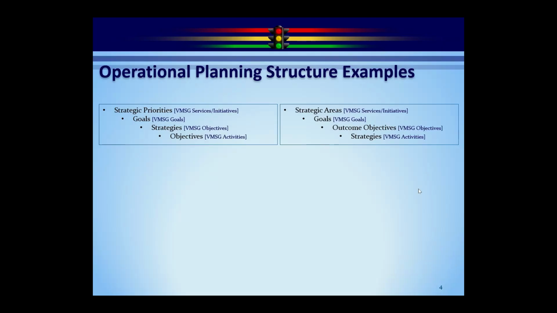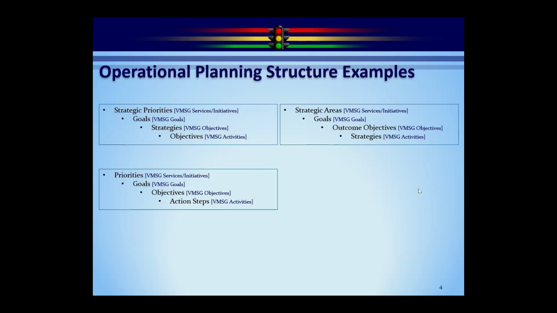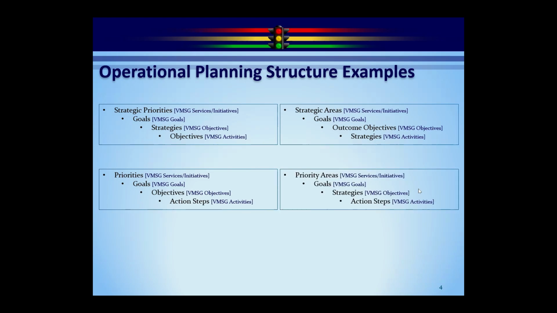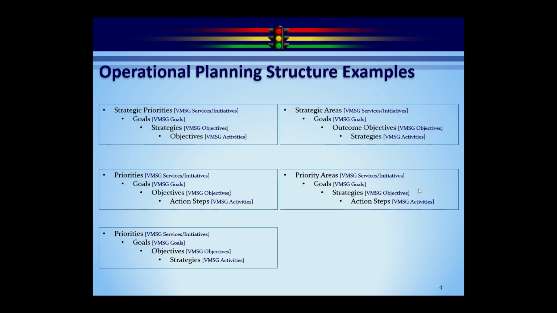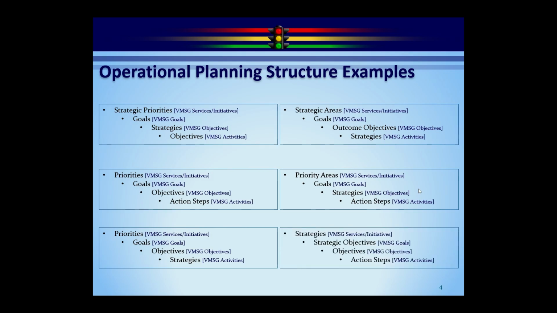Priorities, goals, objectives, and action steps. Action steps is a very common term for activities. Priority areas, goals, again, strategies, I think in the wrong place here, and action steps. Priorities, goals, objectives, and strategies, good. Now we got strategies at the top, and then strategic objectives for goals, which I don't have a real problem with. It's a higher level than an objective, than objectives and action steps.